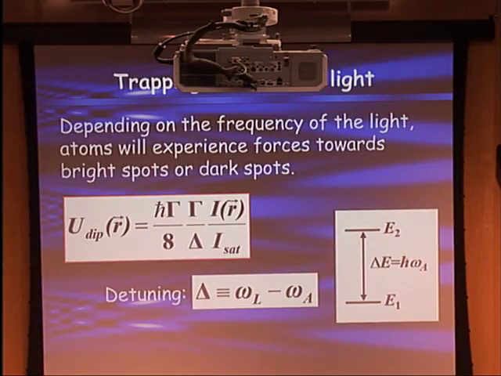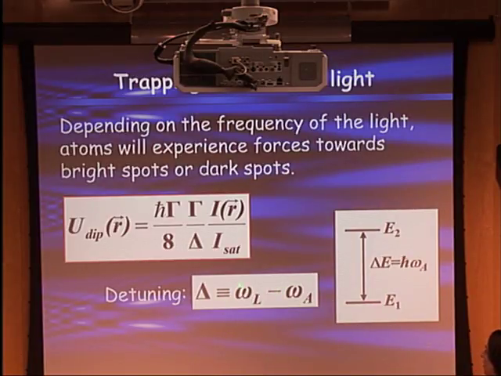Good. And so what we see now is, so we're trying to make an atom trap. What we can see now, let's say if omega L is larger than omega A, we call that blue detuning because the blue end of the rainbow is the one with the high frequency. So in the field, we say blue detuning.